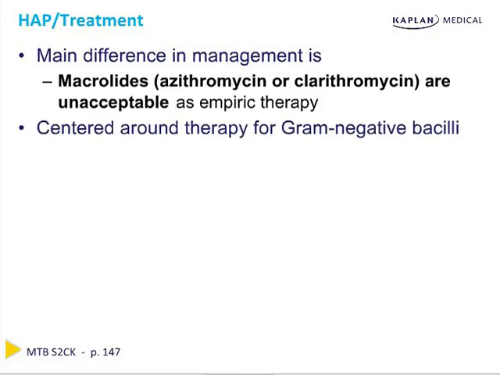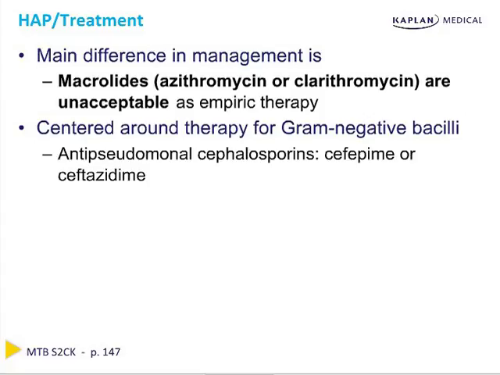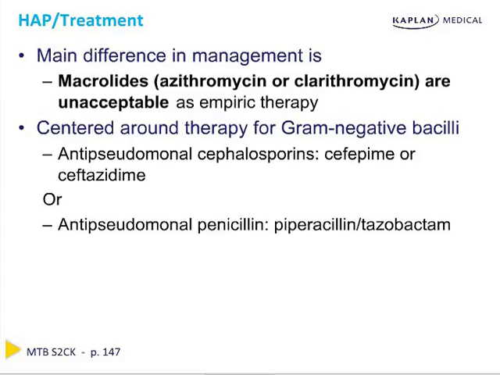The therapy instead is centered around gram-negative rods. Therefore, anti-pseudomonal coverage must be given. These would include cephalosporins cefepime or ceftazidime. These are third and fourth generation cephalosporins with good anti-pseudomonal coverage. In addition, an anti-pseudomonal penicillin can also be used. This would be piperacillin tazobactam.